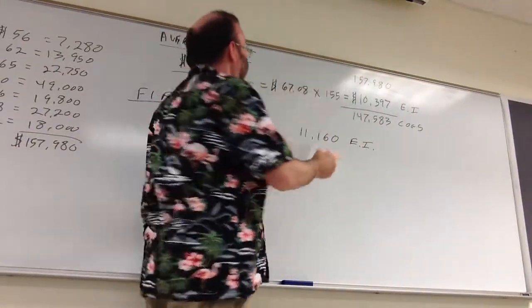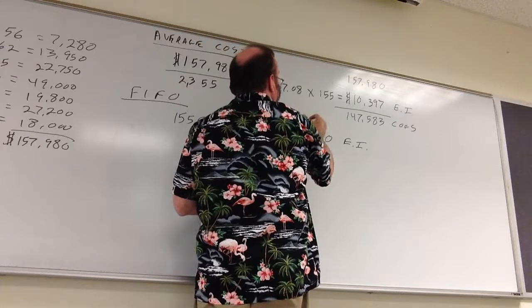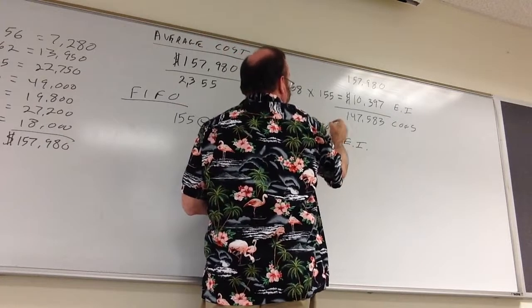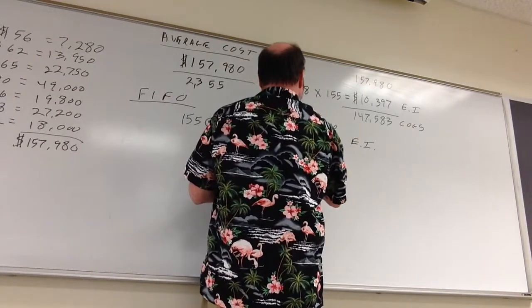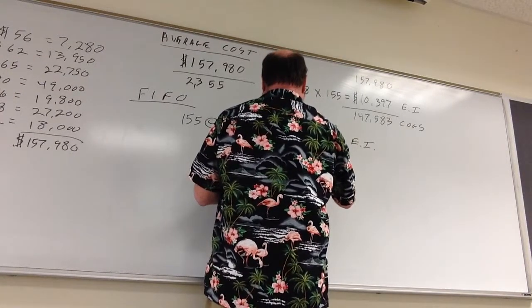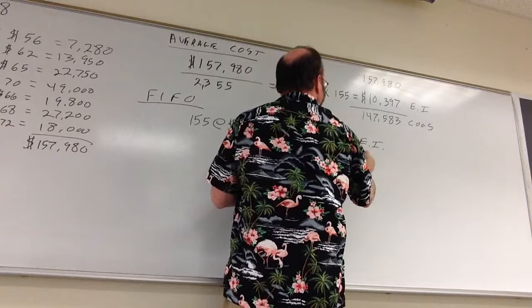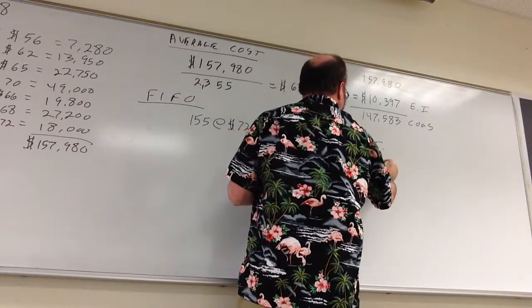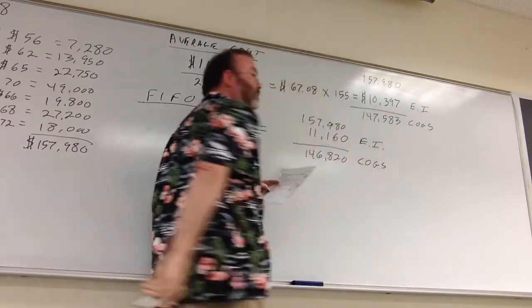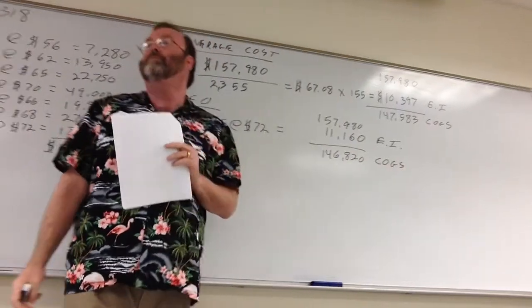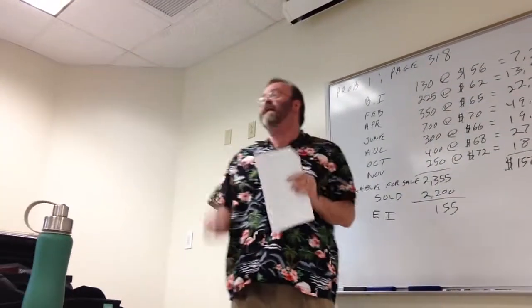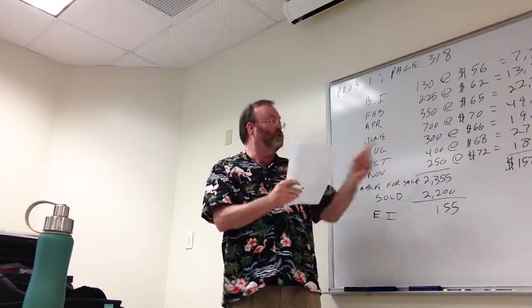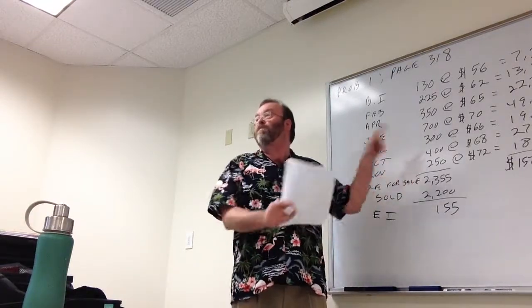Do the same thing. Take the $157,980, subtract it, and you get $146,820 as cost of goods sold. So you just multiply the 155 by 72? Correct. And that gives you the value of ending inventory, because those are the units you had left in the proverbial candy machine.